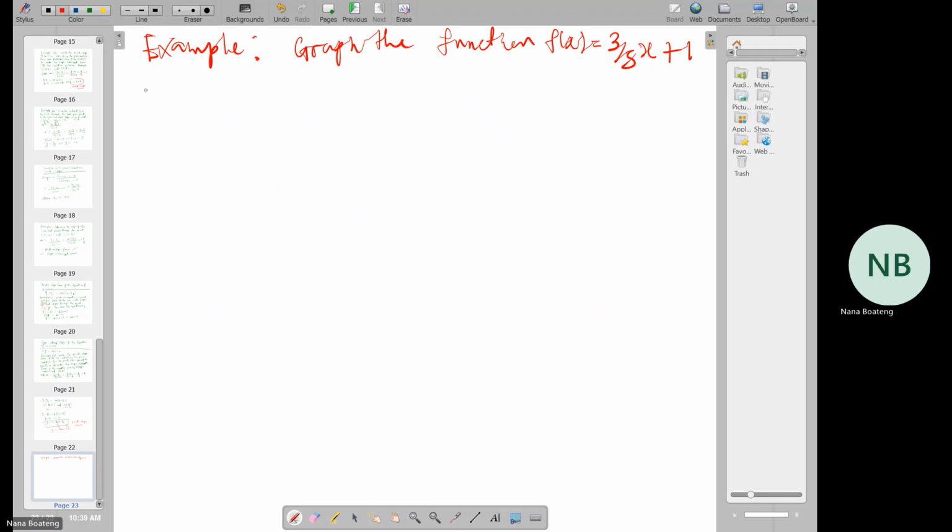So let me write that down: from the slope, we're going to determine the points, rise over run, starting from the y-intercept.